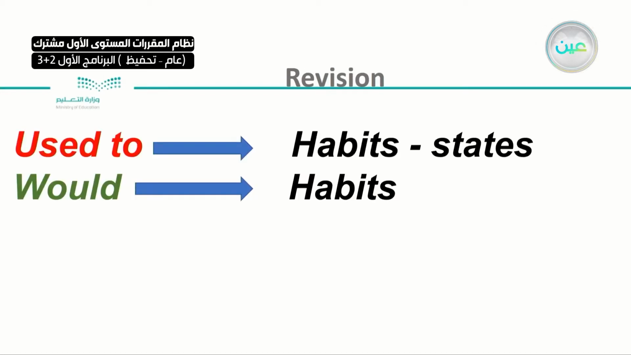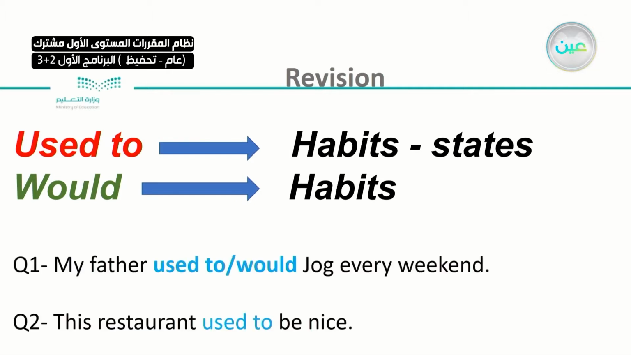Of course, you remember there are two words, used to and would. Used to with habits and states, and would with only habits. There are some examples here. My father used to or would jog every weekend. Why did we use used to or would? Because jog is a habit, jogging.